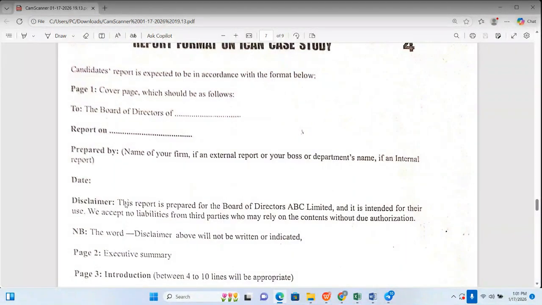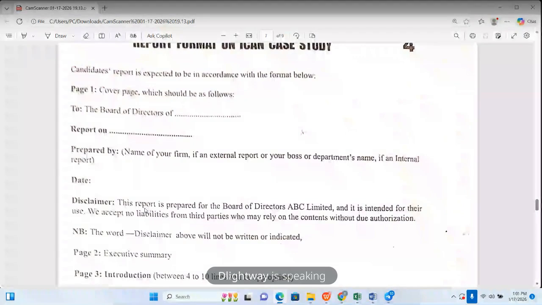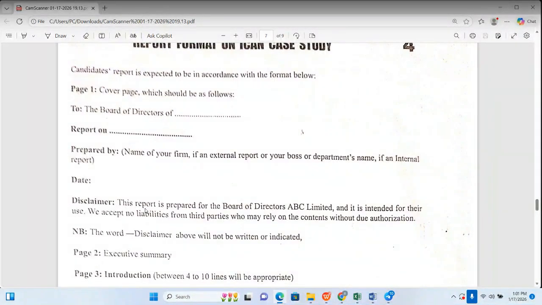You will just say this report, and this one you will cram it. You can cram, I know. This report is prepared for the board of director of ABC Limited and is intended for their use. We accept no liability for third party who may rely on the content without due authorization.